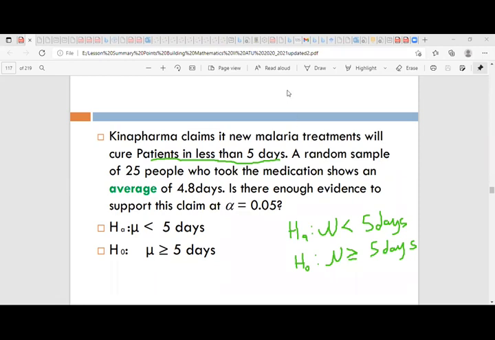So let me use red here. This is the alternate hypothesis. This is the null hypothesis. Any question?